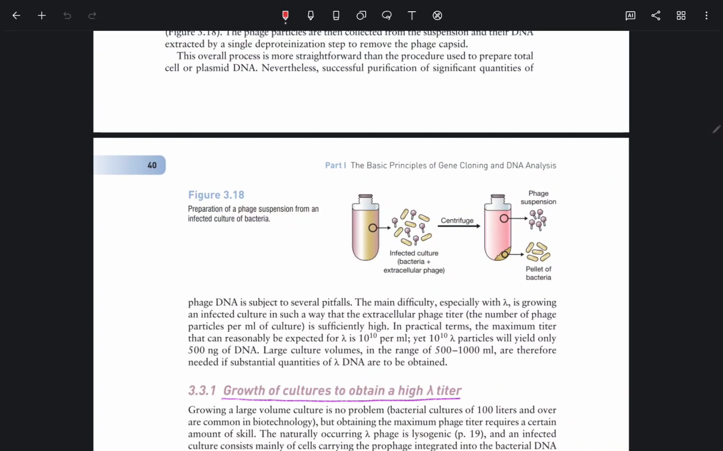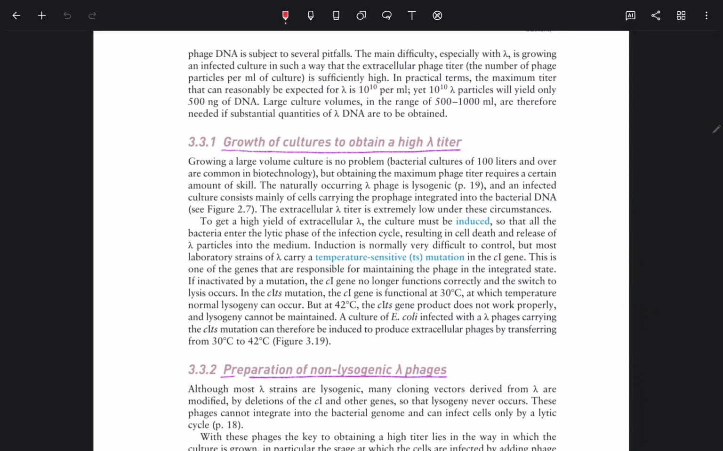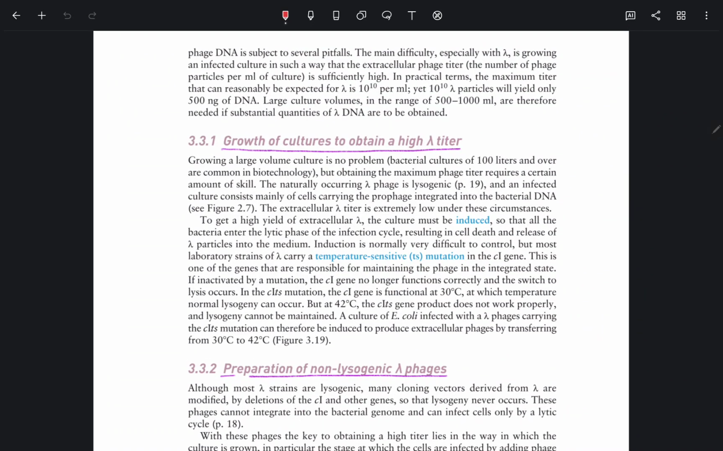So this figure is showing preparation of phage suspension from an infected culture of bacteria. The infected culture of bacteria goes through centrifugation and gives rise to phage suspension and pellet of bacteria. Growth of cultures to obtain a high lambda titer. Growing a large volume culture is no problem, but obtaining the maximum phage lambda titer requires a certain amount of skill.